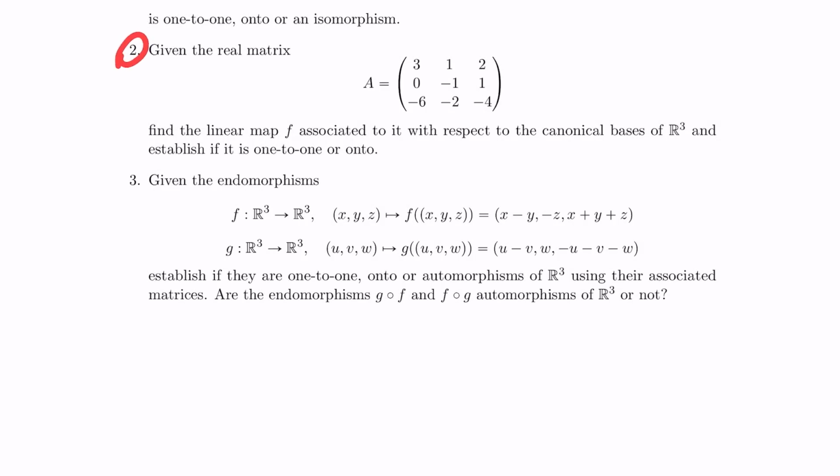Let's now discuss exercise 2. Given this real matrix here, find the linear map f associated to A with respect to the canonical basis of R3 and establish if f is 1-to-1 or onto.